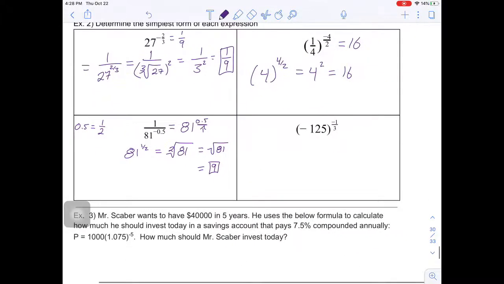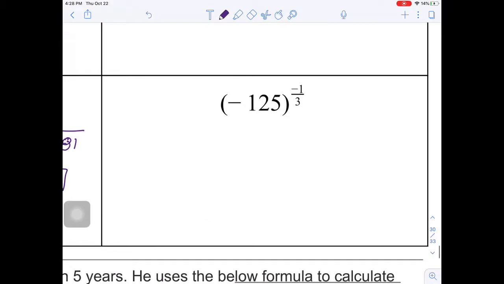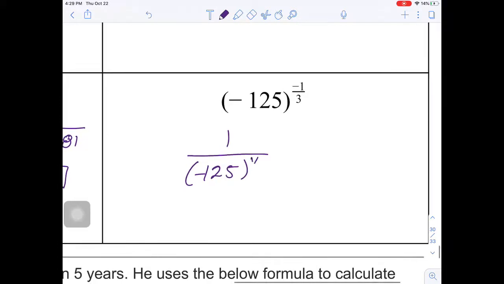Let's move on to the very last one here. So we have negative 125 to the power of negative 1 over 3. So again, I have a negative exponent. So let us get that to become a positive. So I'm going to put this all on the denominator's position, and that will create a positive exponent. Recognize my negative still stays with my number. It's not the number that changes signs, it's your exponent that changes signs.